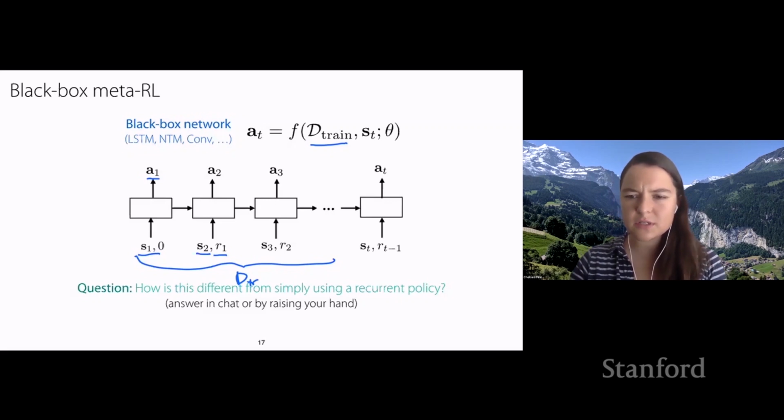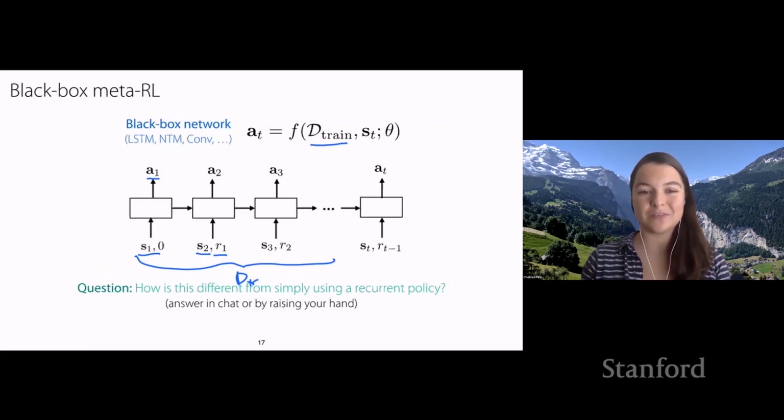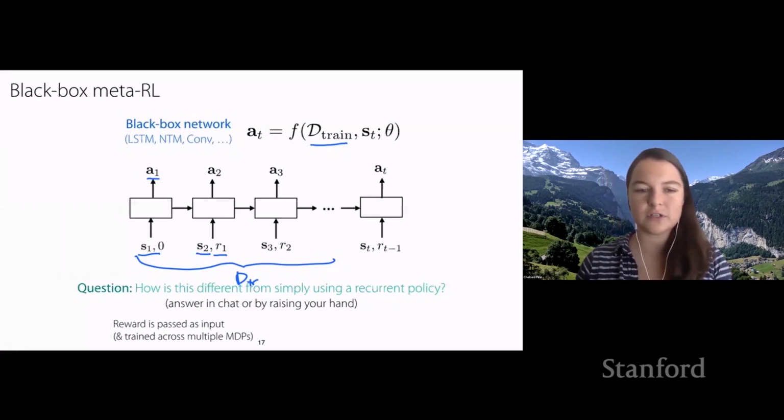Someone said each time step is not dependent on the previous state, but all previous steps. This is pretty close to one of the things that I was going to suggest. Someone suggested that the reward can be different from test time. This is one of the differences: you're actually going to be training this recurrent policy across multiple different MDPs with different reward functions. And this reward function is passed as input to the policy, which is a bit different than how you would typically use a recurrent policy.